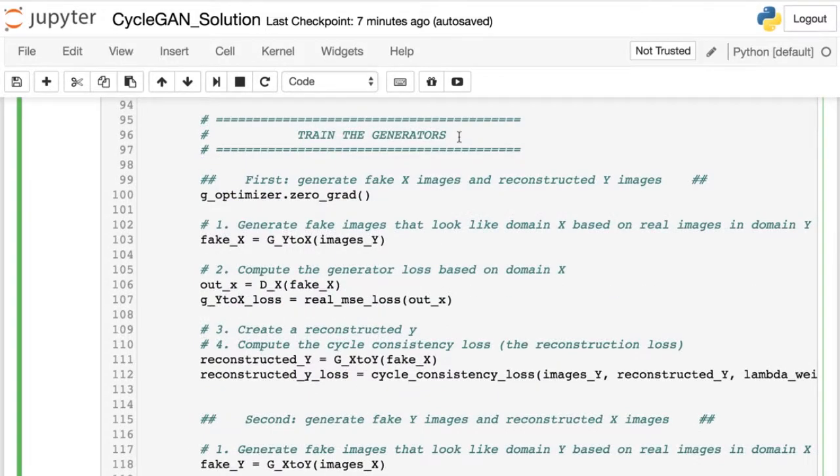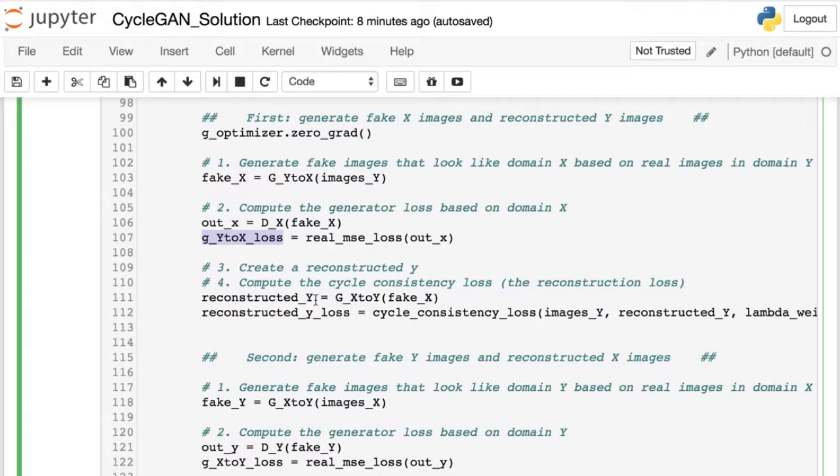Alright, then to training the generators. I'll go through one example in detail again, g y to x first. The first couple steps here are going to be our typical adversarial loss. So first, I'm using the generator to make fake x images by passing in real y images. So these fake images should look like they've come from domain x. Then I'm looking at how our x discriminator responds, only this time I'm using the real MSE loss function, because this generator wants to fool the discriminator into thinking its fake x are actually real training data. And I'm saving this as g y to x loss.